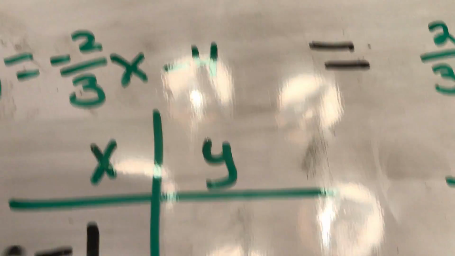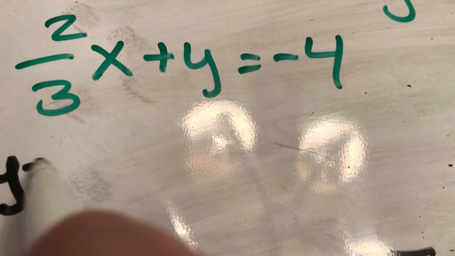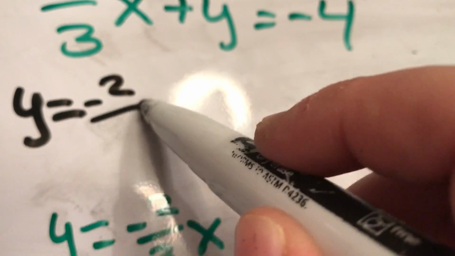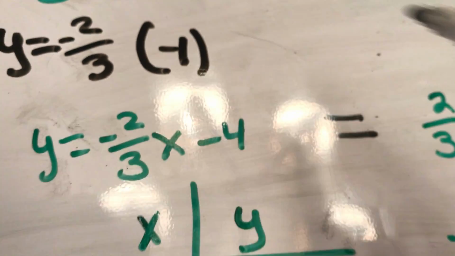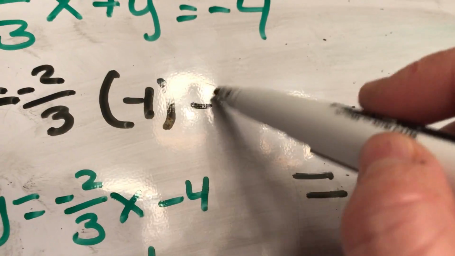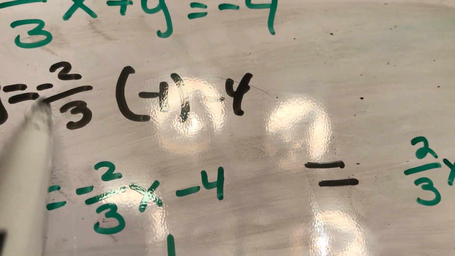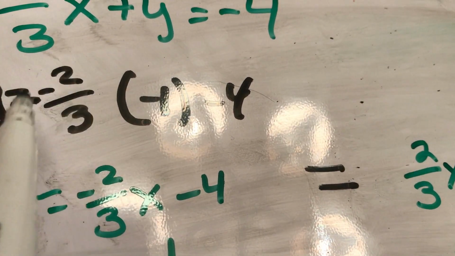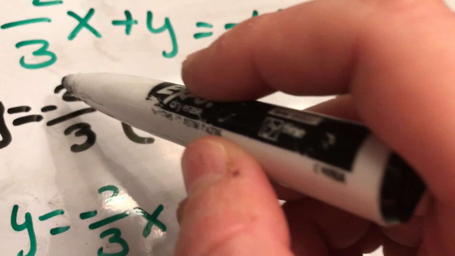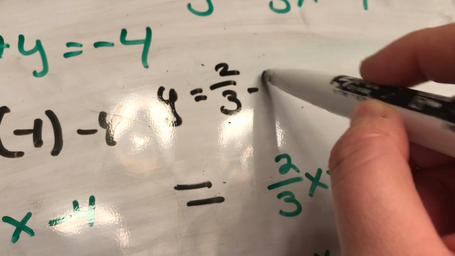So let's plug in -1 in this equation. So y equals -2/3 x minus 4. If x is -1, because that's what we're doing here, we just plug in -2/3 times -1, minus 4. Okay, so now we have y equals the opposite, or -2/3 times -1. So what's a negative times a negative? Positive, right? Minus 4. So that'll be y equals 2/3 minus 4.